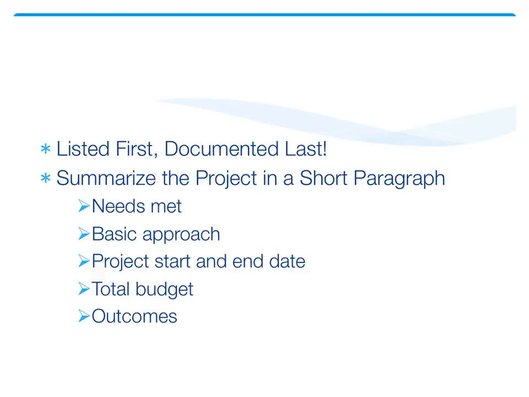So this is the executive summary. This is the project summary, but it's funny because it's always listed first in a grant application, and I believe it's listed first in the template. I'm drawing a blank here. But anyway, they list it first, but it really should be documented last. So after you put together everything, your needs met, your approach, your start and end date, your budget, and your outcomes, you summarize all that into your project summary.